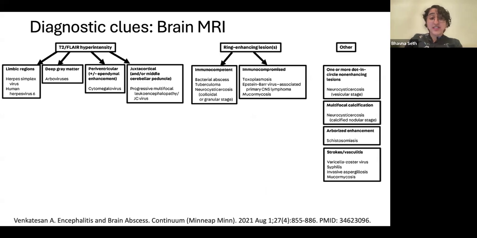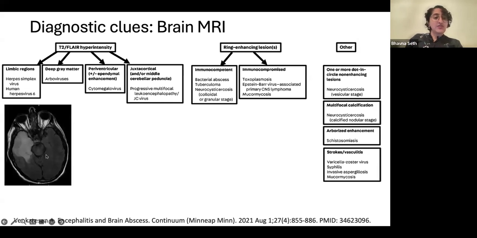Other imaging findings, so not to belabor this too much, but this reference below has a lovely table of certain common patterns that have been seen in certain infections. It doesn't have the best test characteristics, however, it can provide you some lead and direction. So depending on the MRI patterns, you can have these varied differentials, and ring enhancing lesions, of course, have a clear differential as well.